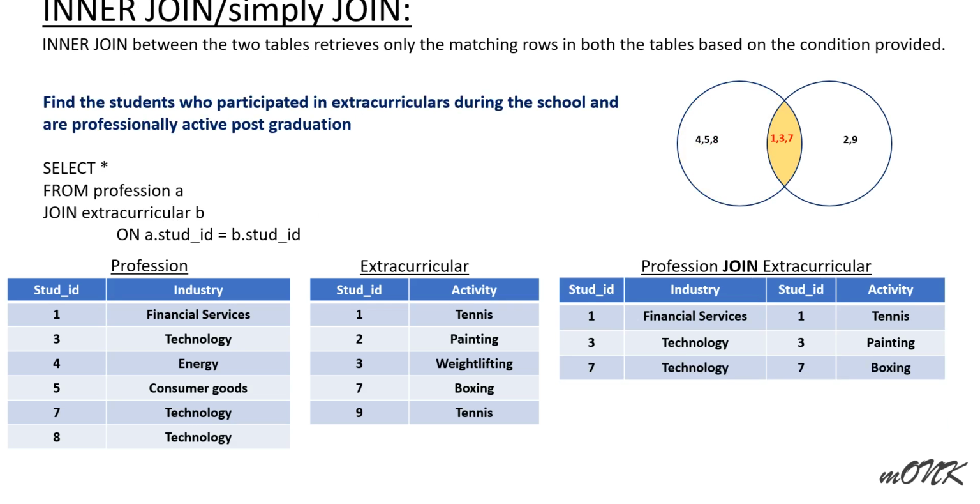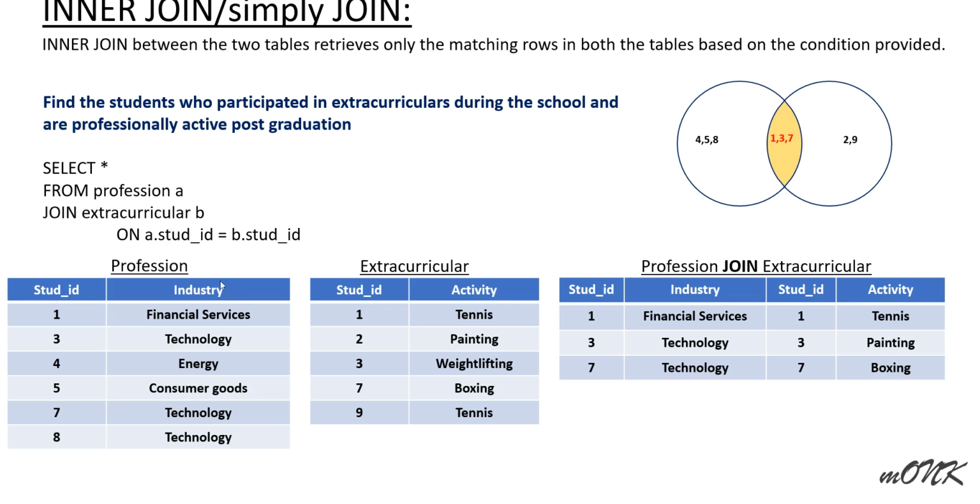We are giving an alias to the table profession, that is A, so we don't have to write it repeatedly where required. For the extracurricular table we give the name B, and this is the joining criteria. We want an inner join because we want the common rows between the two tables. You can either write inner join or simply join; both mean the same thing. The condition for the join is that the student ID should match. This is how we find the students common to both tables.